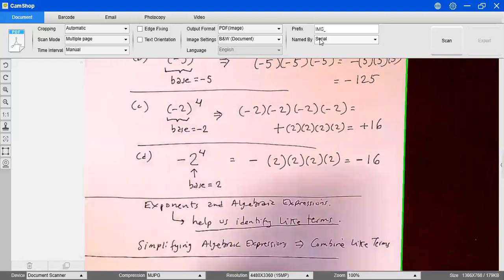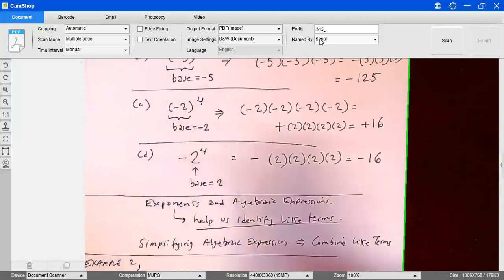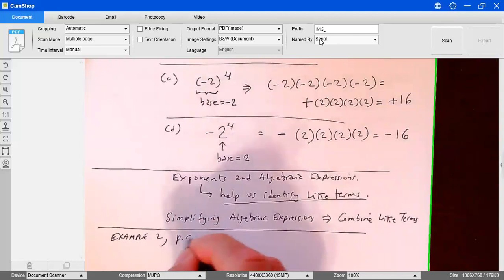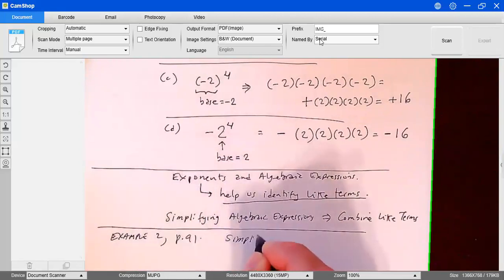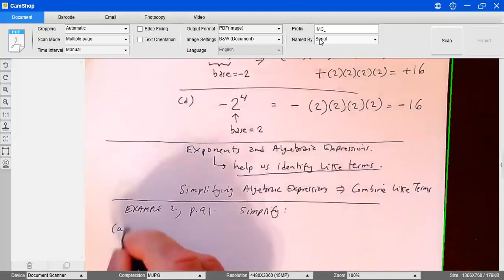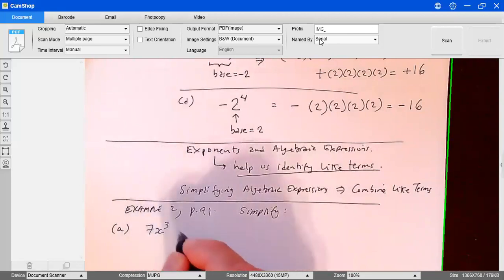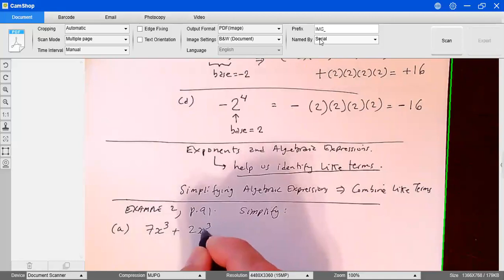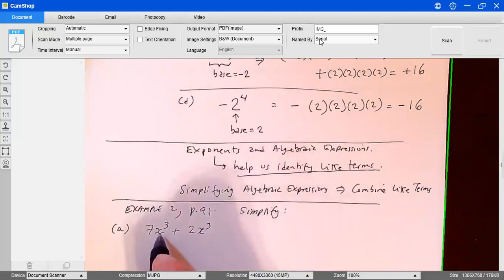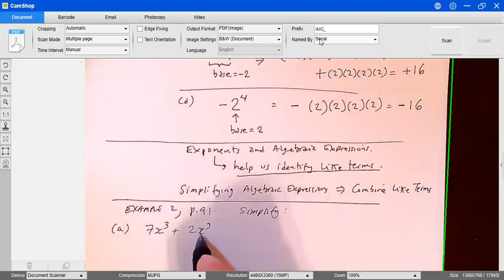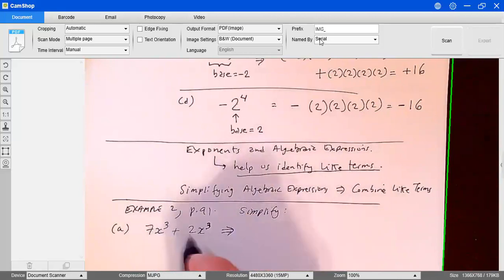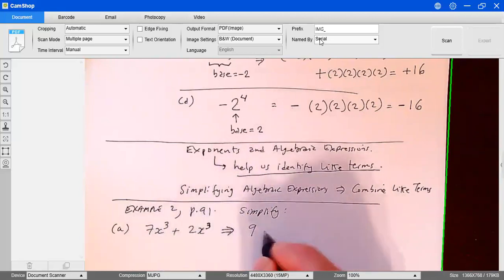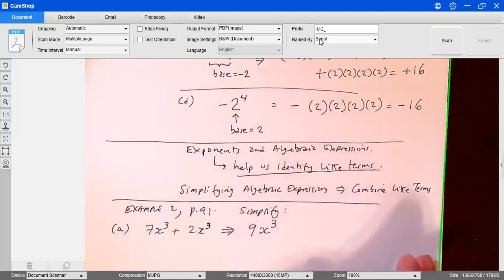So we're going to work example 2. Example 2 is on page 99. So we're going to simplify. The first part is just 7x cubed plus 2x cubed. You can see here the variable is x, the exponent is 3, the variable is x, the exponent is 3. So these are like terms because they have variables at the same power. So you can combine them. You combine just the coefficients. So 7 plus 2 is going to be 9. And the variable is x to the third power.